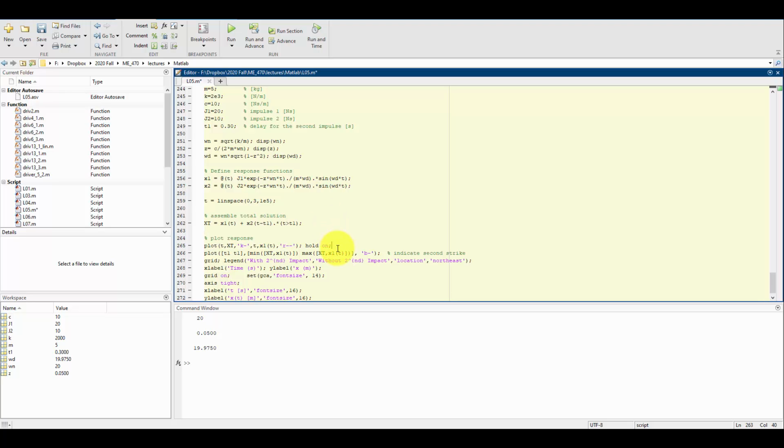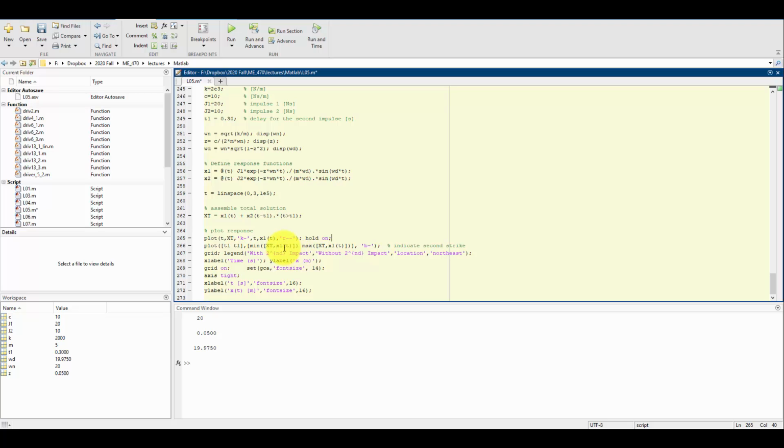So in my plotting, I'm actually going to take a look at 2 different things. I'm going to plot in black here that total response when I hit the system with the hammer 2 times. And I'm also at the same time going to plot just x1 of t. So what if I only hit it the first time and didn't hit it a second time, just for comparison in this problem. So both of those we're going to see.